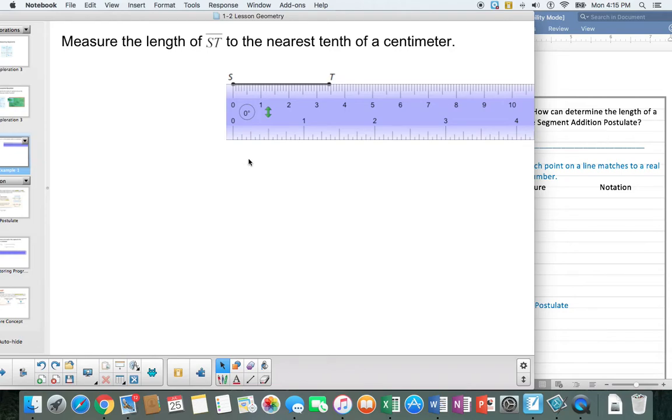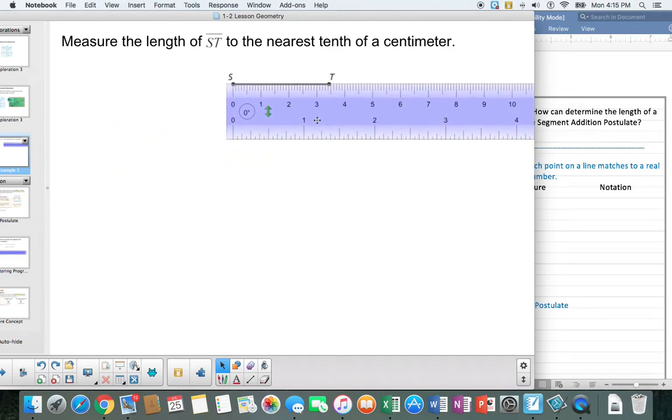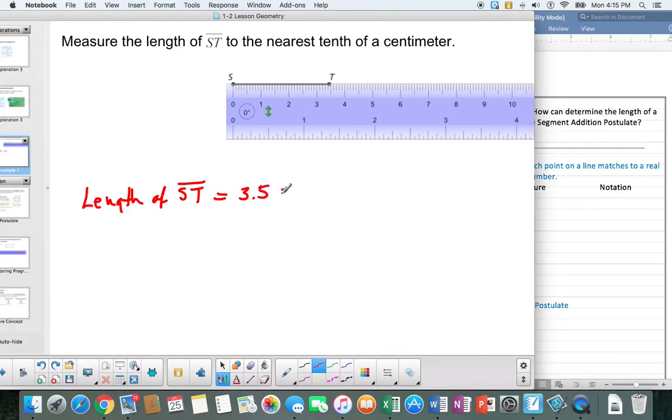Let's measure the length of ST. Now here's the ruler. I'm going to align the ruler so that the zero's right at the S. So I want the length of segment ST. And I can see that length will be 3.5 centimeters. Each one of these is a centimeter. 1, 2, 3, and then 0.5, half of one.